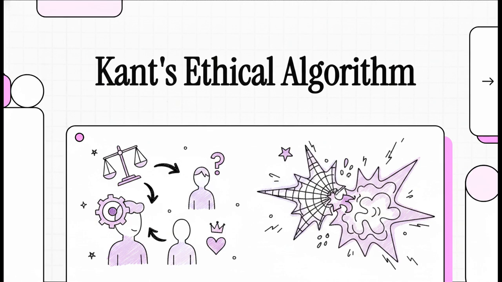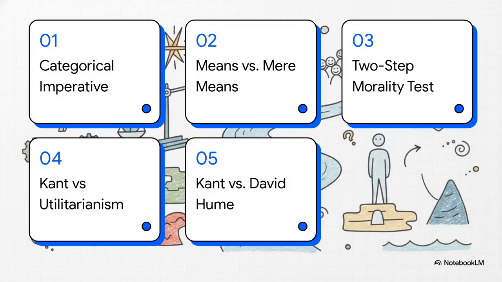We'll look closely at the actual mechanics of how Kant believed we should all be making our moral choices, and then we're going to throw this framework into the ultimate ethical arena and see how it battles it out against competing philosophies. So here's our roadmap for today.